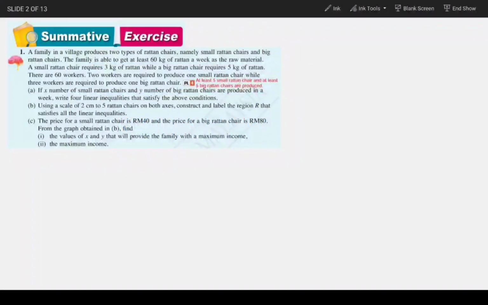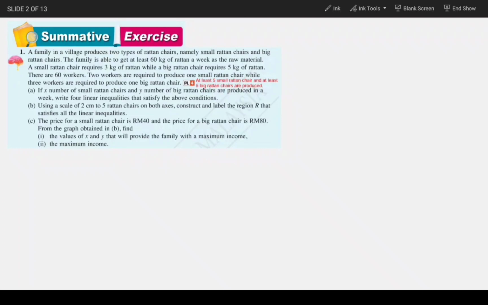Exercise question number 1. A family in a village produced two types of rattan chairs, namely small rattan chairs and big rattan chairs. The family is able to get at least 60 kg of rattan a week as the raw material. A small rattan chair requires 3 kg of rattan, while a big rattan chair requires 5 kg of rattan. There are 60 workers. 2 workers are required to produce 1 small rattan chair, while 3 workers are required to produce 1 big rattan chair.